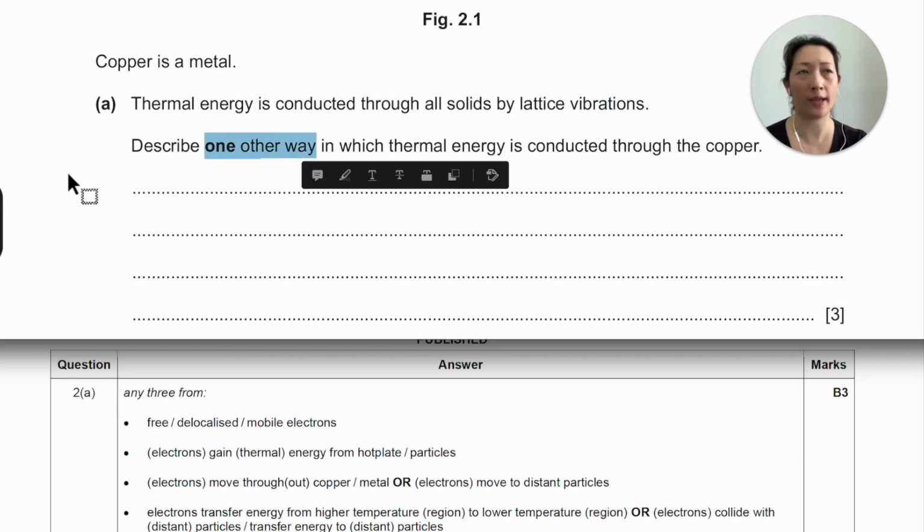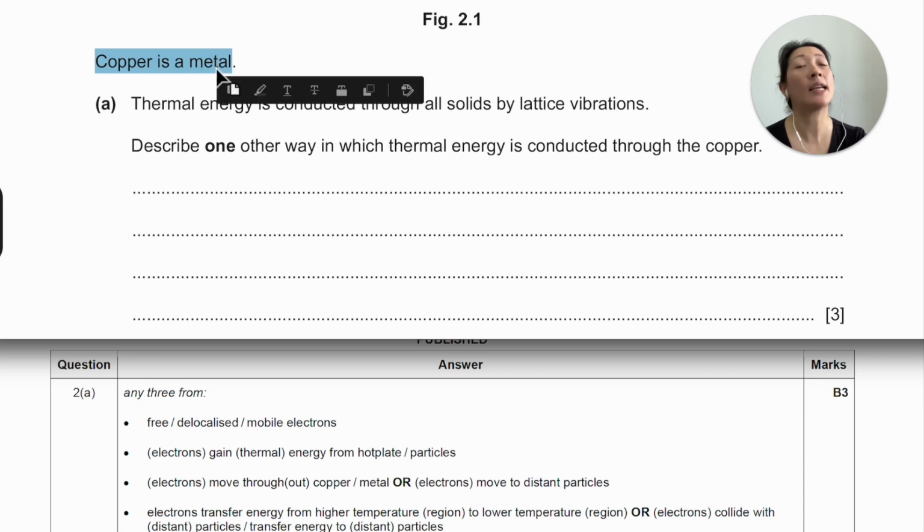So you got to think, what is the other way in which thermal energy can be conducted? So if you can recall, when it comes to metals, there is another way in which thermal energy can be conducted. And they've already mentioned here that copper is a metal. So talk about the other way in which thermal energy can be conducted through metals. And it's all about the free moving electrons.